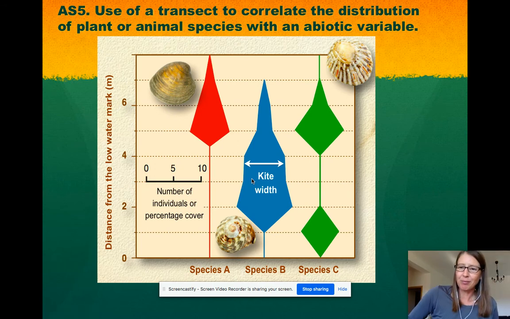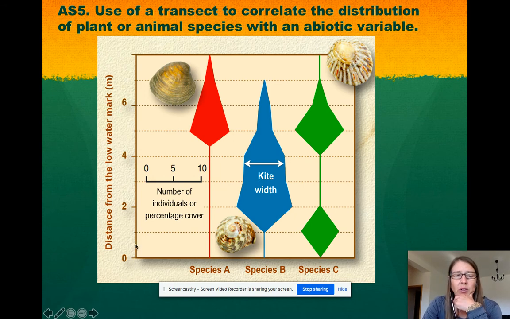Okay, so now this is another way you can visualize tolerance ranges, or at least where species exist. If you're going out in the field, you can run what's called a transect and use quadrats, and every meter or a couple meters, you would count the number of species or the density within that range. So this is showing you a transect that was run at the low tide mark all the way up. So this is where the tide is all the way out at the beach. And so you start there and you run a transect up the beach from there.